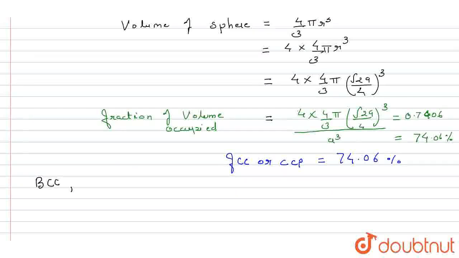Now here we have to identify next the value of BCC, that is body centered cubic. In this case, the edge length is also A, and the radius of sphere is R. So in this case also 8 spheres are present at the corners and 1 in the body of the unit cell. So from this the value of Z will become 8 into 1 by 8 plus 1, that is equals to 2.